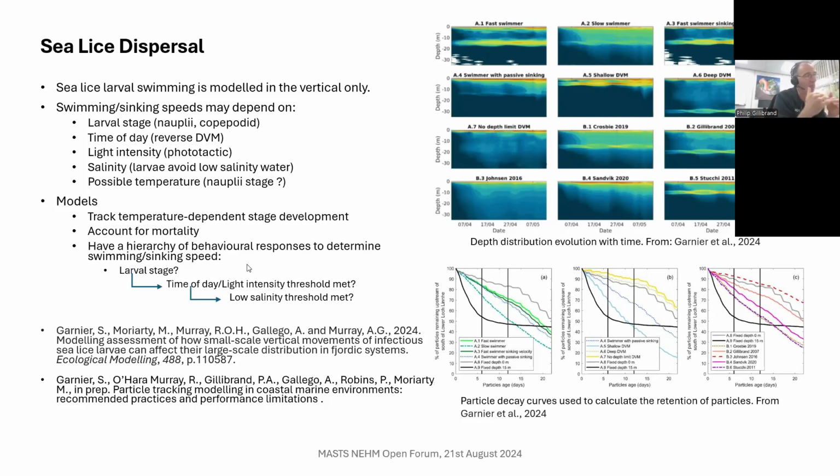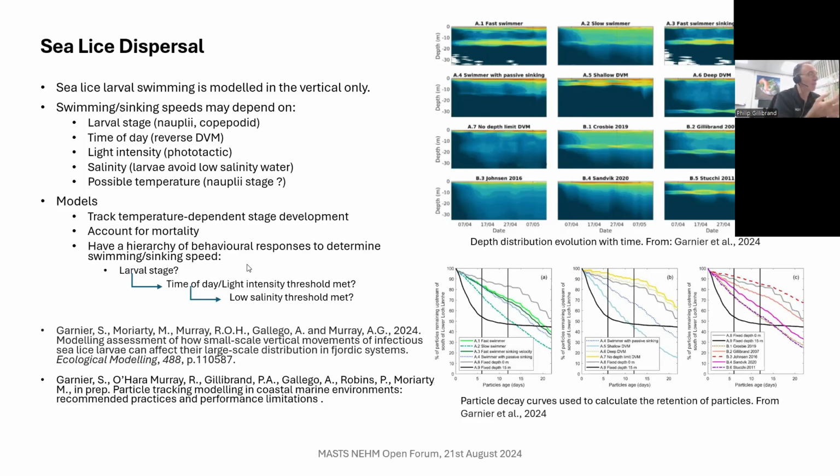So they're partly phototactic. So they come to the surface during daylight hours and sink down at night. We think they avoid low salinity water. So they might swim down if they encounter low salinity water. And for the nauplius stage, there's some theories that the nauplius stage seek out warmer water so that they can develop into the infectious stage quicker. So that's a different response.